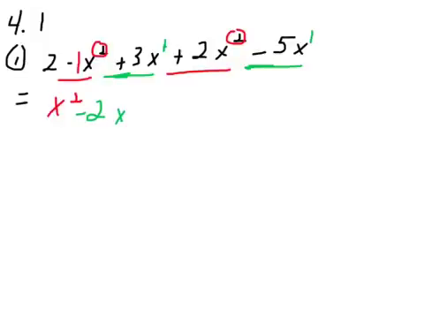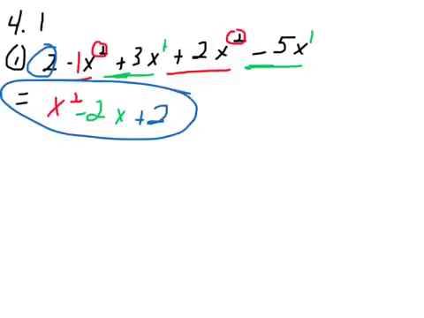Now, if you look, we've only got one thing left that we haven't messed with, and that is the constant term 2. The number is called the constant. So the constant term is 2, and it's the very last thing we write down. And we're done with that one.